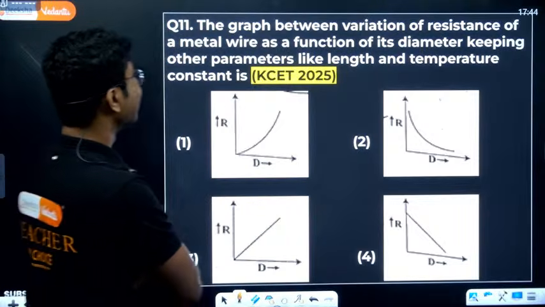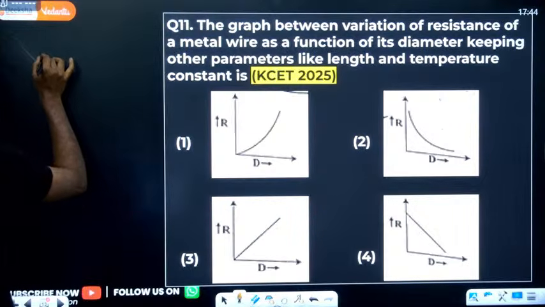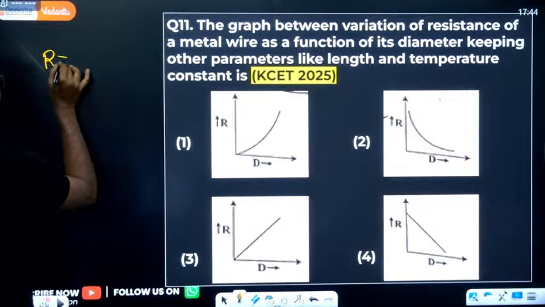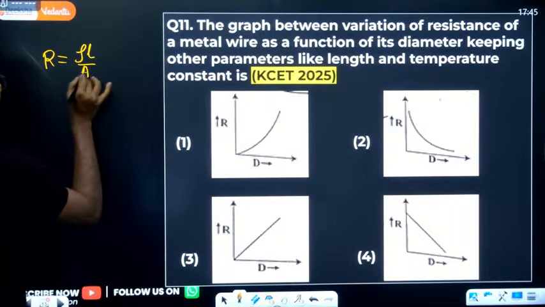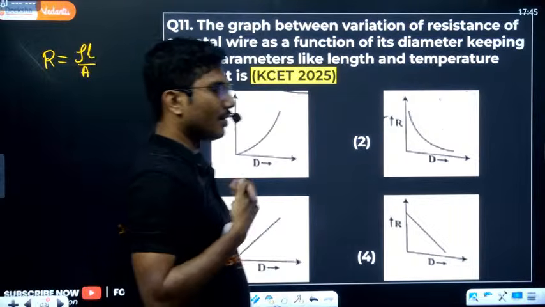So, resistance of a metal wire is given by R equals rho L upon A. Okay, rho L upon A. Now, where is the diameter?